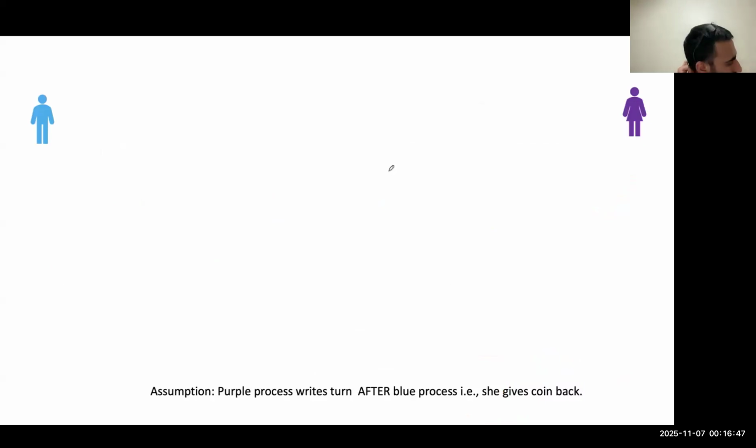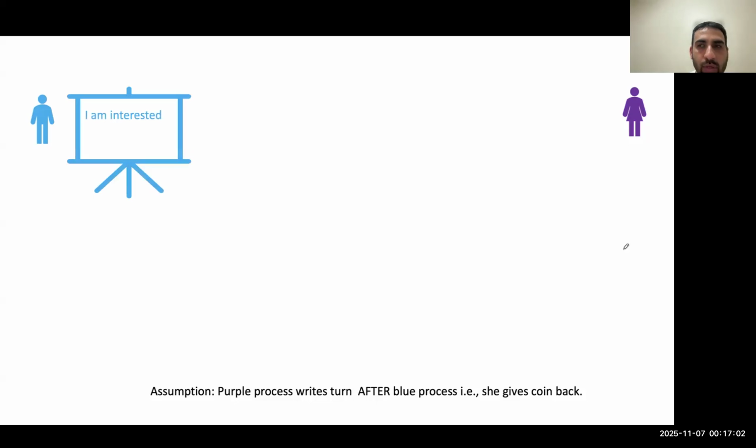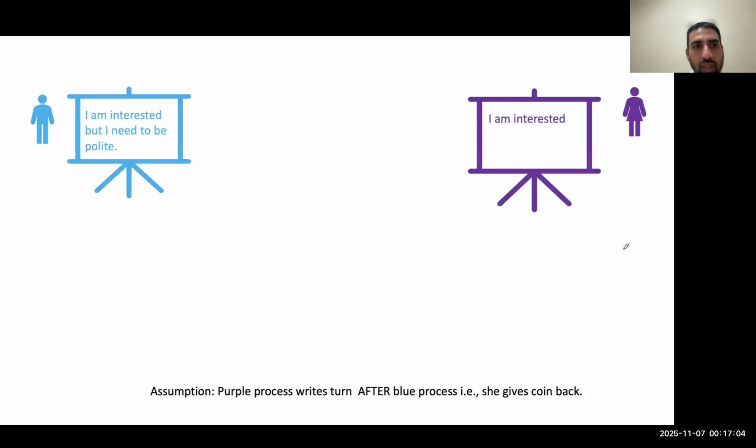Okay, so I have prepared this small animation just to make it clear how things are working in the Peterson algorithm. So let's say you have two processes. I'm naming them blue and purple. Blue says, okay, I'm interested. Purple also says I'm interested. But then blue says, okay, I need to be polite. So it gives a coin, which indicates the turn, to the purple one, right? But then purple says, yeah, I'm interested, but I also need to be polite. So it gives the coin back, right?